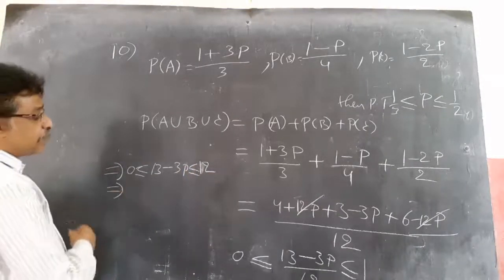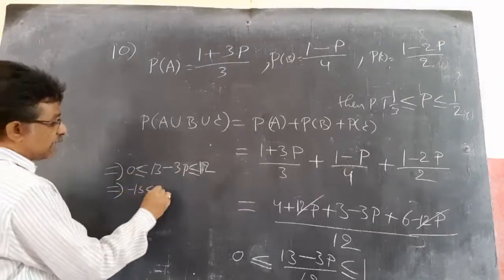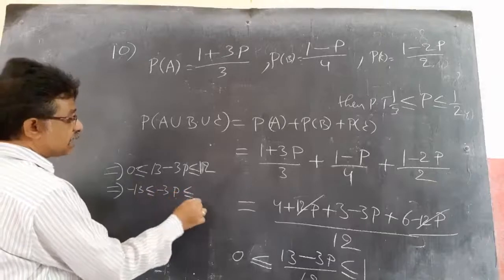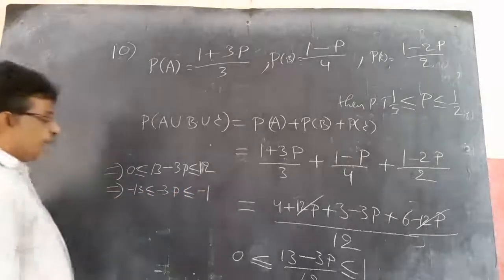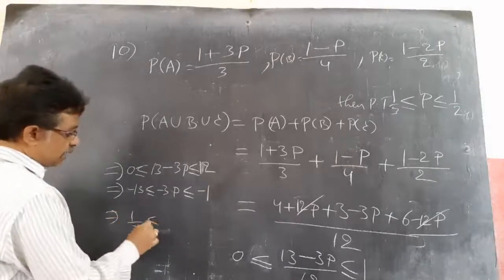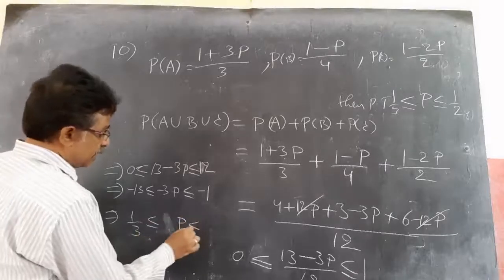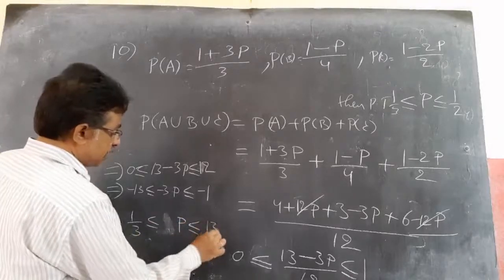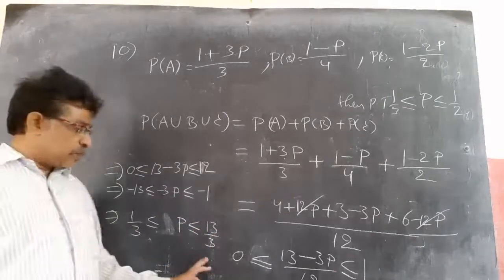Now, if I subtract 13 from all sides, minus 13 less than or equal to minus 3P less than or equal to 12 minus 13, minus 1. If I divide with minus 3, inequality will change. So 1 by 3 less than or equal to 3P by 3, means P less than or equal to 13 by 3. So P lies between 1 by 3 to 13 by 3.